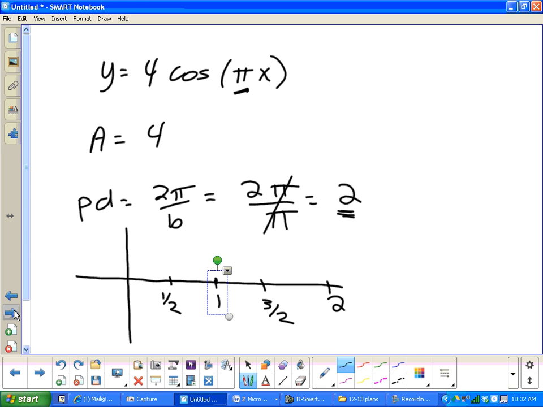All right, amplitude was 4. All right, it's a positive cosine curve. So where's it going to start and what's it going to do here? It's going to start at 4 and then go down. Okay, so at 1, it's going to be at -4. All right, at 3 halves, it would be at 0. And at 2, it would be back up at 4.